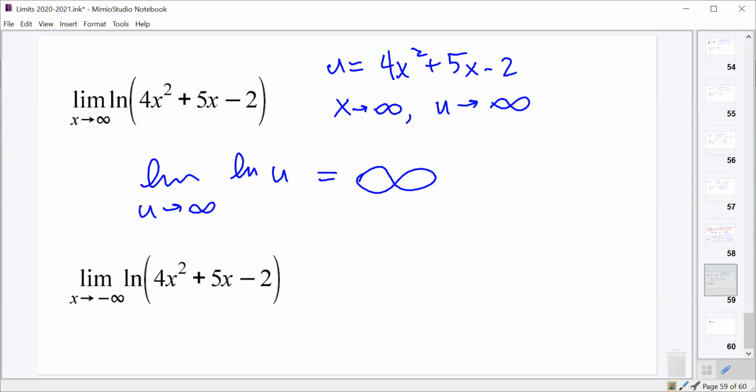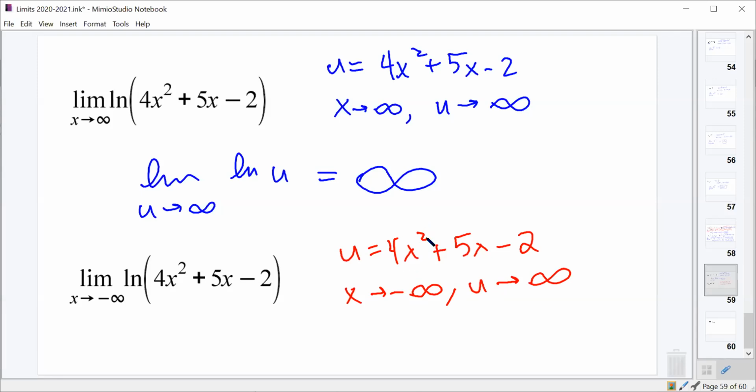All right, what about this bottom one? We're going to do the same substitution. Let u equal 4x squared plus 5x minus 2. And as x goes towards negative infinity, what is u approaching? Positive infinity, because it's getting squared. Right, because the 4x squared dominates the 5x minus 2. We square the negative, makes it positive. Multiply it by 4, stays positive, goes towards infinity.